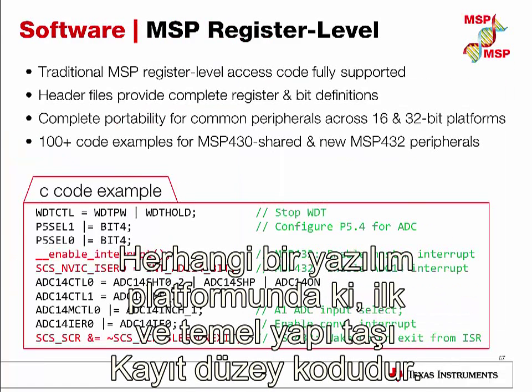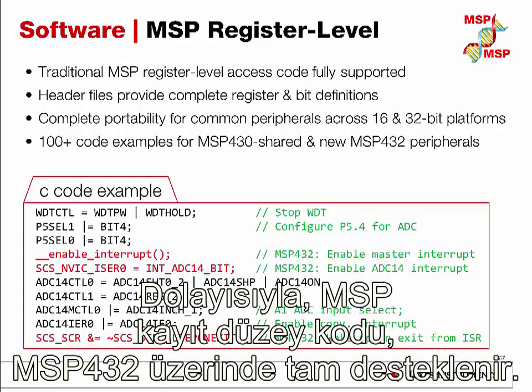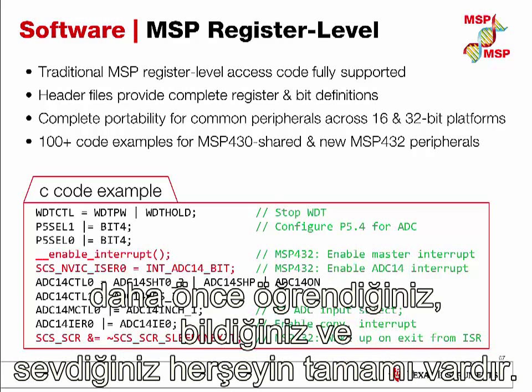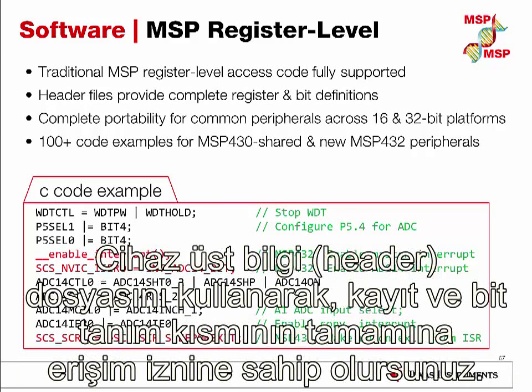The very first and fundamental building block of any software on an embedded platform is the register-level code. So MSP register-level code is fully provided on MSP432. Any of the traditional MSP code examples that you have learned to know and love are fully available. Using the device header file, you will get access to the complete register and bit definitions.